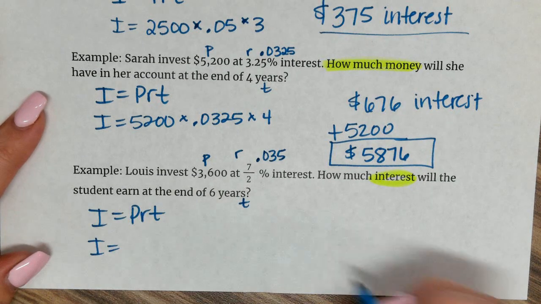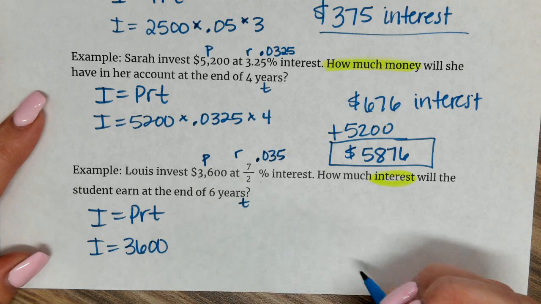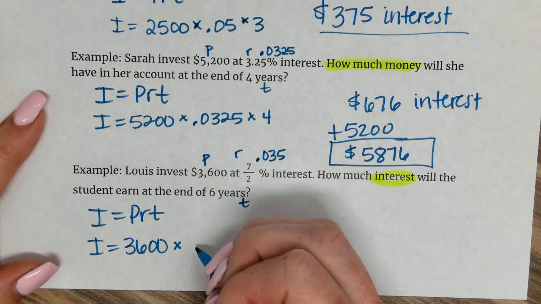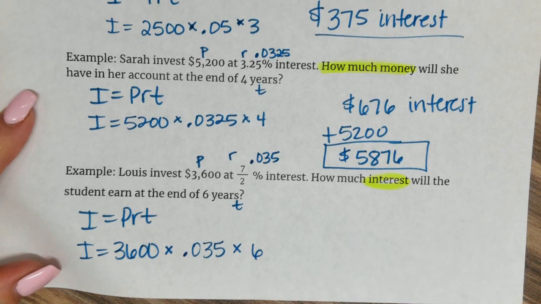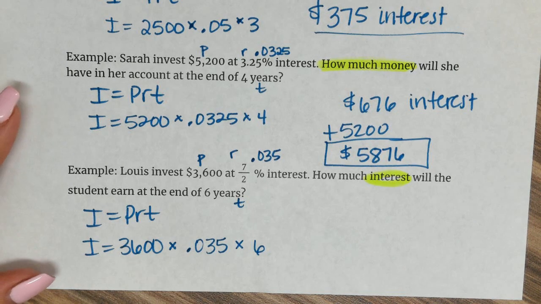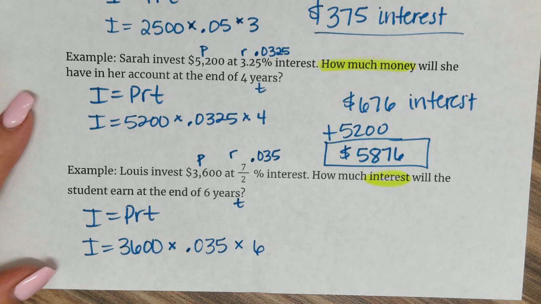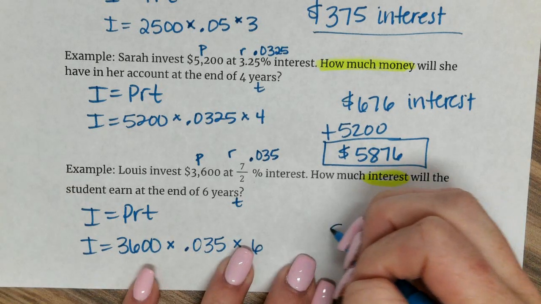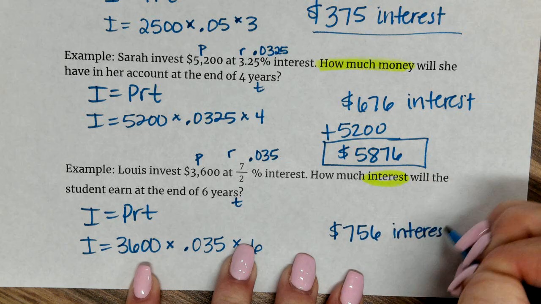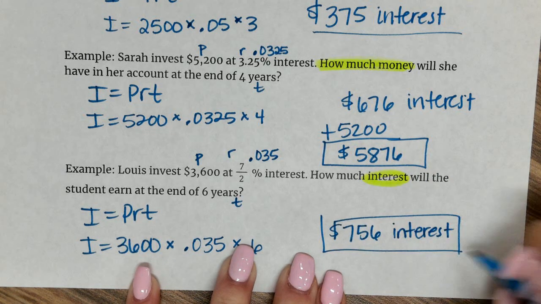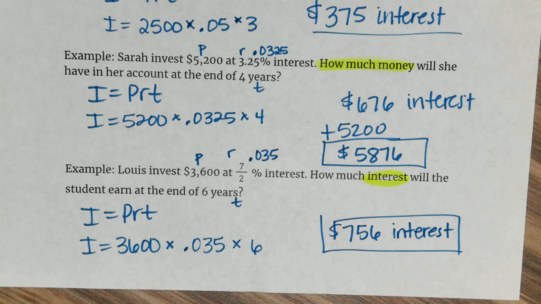So I equals 3,600 times 0.035 times 6. Notice I'm labeling my answer that it's interest so that I can see if I solve the question for what it's asking for.